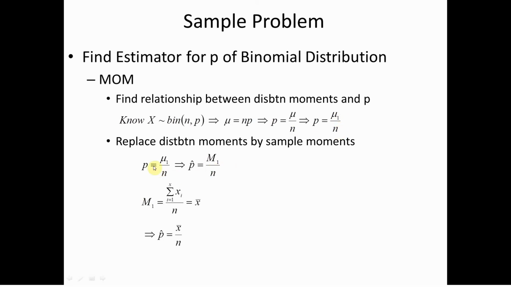Remember, all we do to get from the parameter to the estimator is we just replace mu by m. So p hat, the method of moments estimator for p, is equal to the first sample moment over n, and we see the first sample moment is x bar, so the method of moments estimator for p is x bar over n. Notice that the method of moments and the maximum likelihood estimator gave us the same result. That's not always true. It's sometimes true, but not always. It just happened that it was in this case.